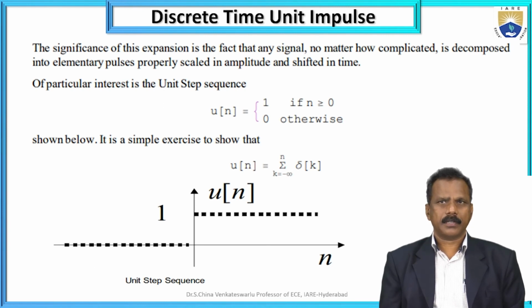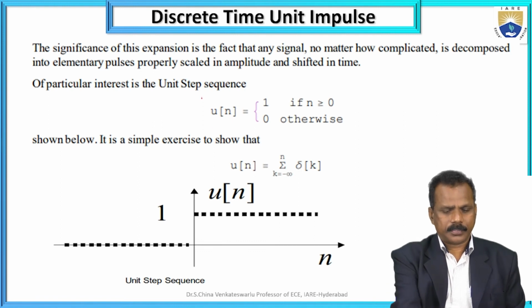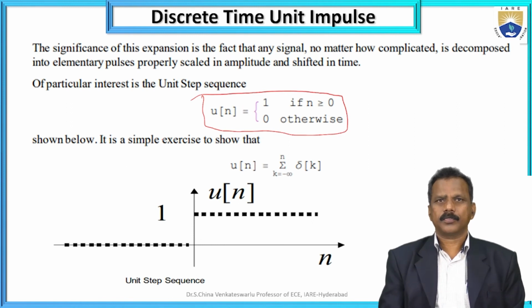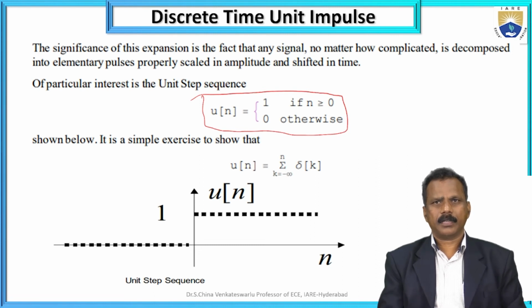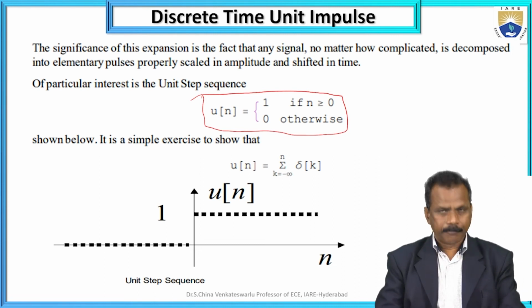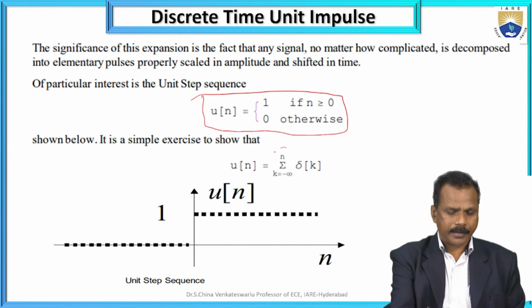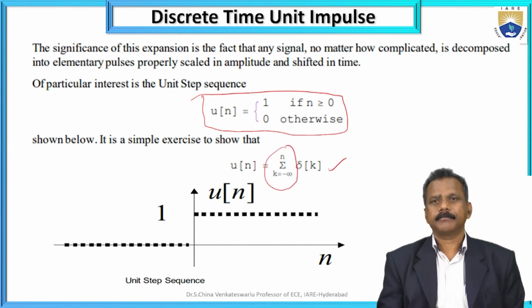It is properly scaled in amplitude and shifted in time. Of particular interest is the unit step sequence, u of n. U of n is equal to 1 if n is greater than or equal to 0, and 0 otherwise. It is a simple exercise to show that u of n is equal to the summation k equal to minus infinity to small n of delta of k. Like this, the unit step sequence will appear, n versus u of n.